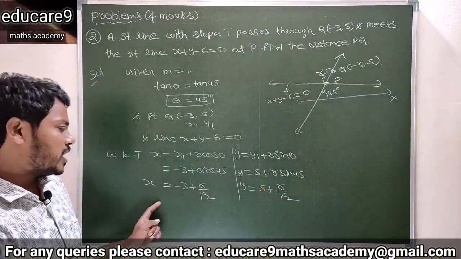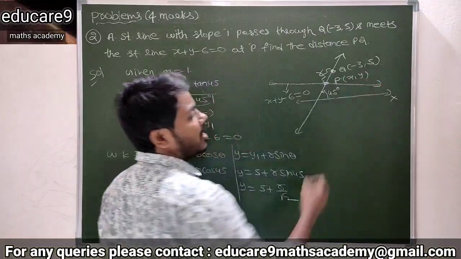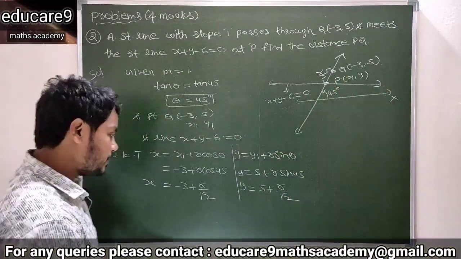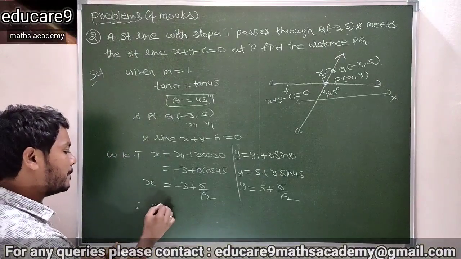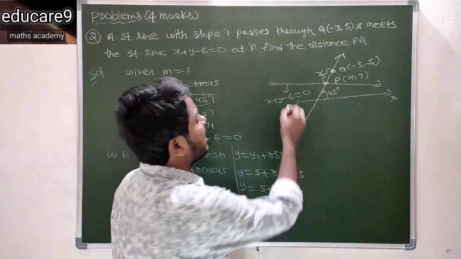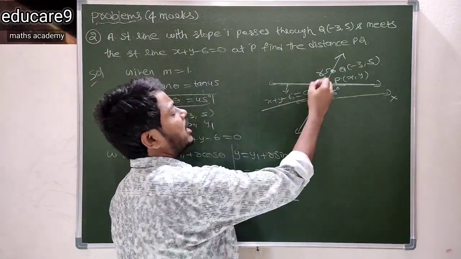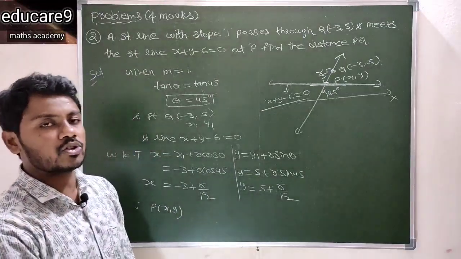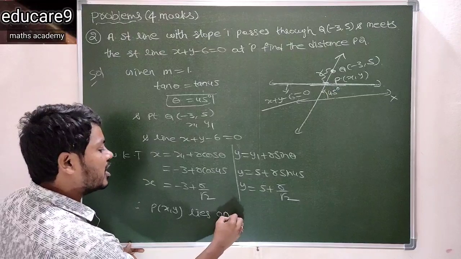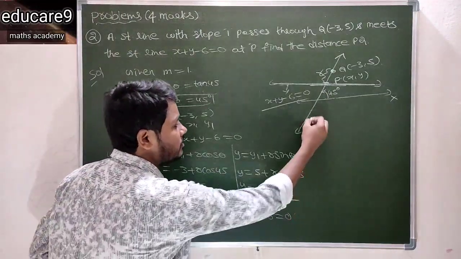So what is this point? So see here, clearly that is P(x, y). So this point lies on which line? This line only, no? So clearly that line is x plus y minus 6 equals 0. So P(x, y) lies on x plus y minus 6 equals 0.